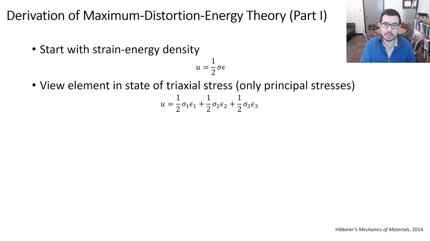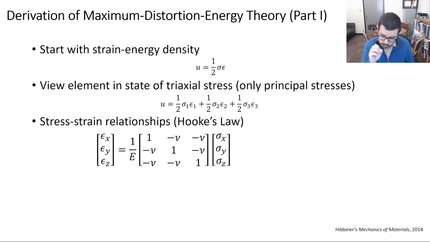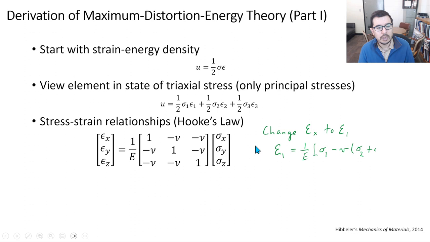But this is the state of triaxial stress, where you can still have distortion. It's when these quantities, sigma 1 and sigma 2, for example, are different that you have distortion. Then we can go back to stress-strain relationships for material properties using Hooke's law. If we think of a principal strain, epsilon 1 can be related to sigma 1, sigma 2, sigma 3. If I have stress in the one direction, I expect there will be strain in that direction. If I have stresses in sigma 2 and sigma 3, I'm going to have negative strains in that direction, related through the Poisson ratio.